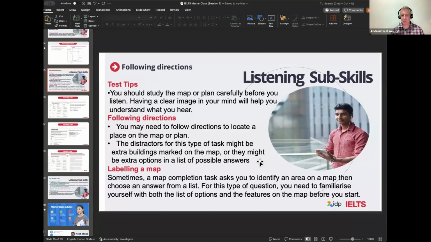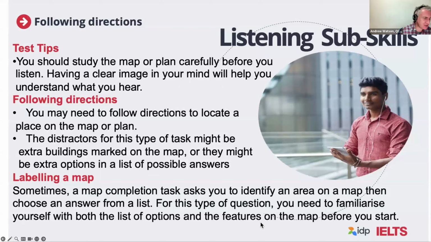Okay, so what can we say about this type of listening task, following directions? Here are the tips. Get students to study the map or plan carefully before they listen. Having a clear image in your mind will help you understand what you hear. They may need to follow directions to locate a place on the map or plan. The distractors for this type of task might be extra buildings marked on the map, or extra options in a list of possible answers.